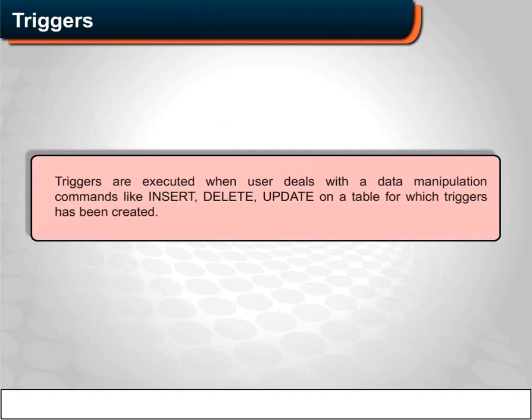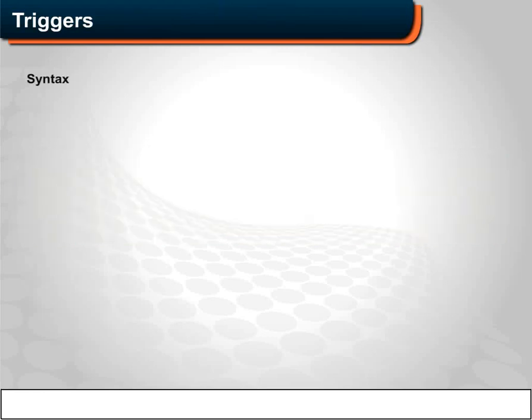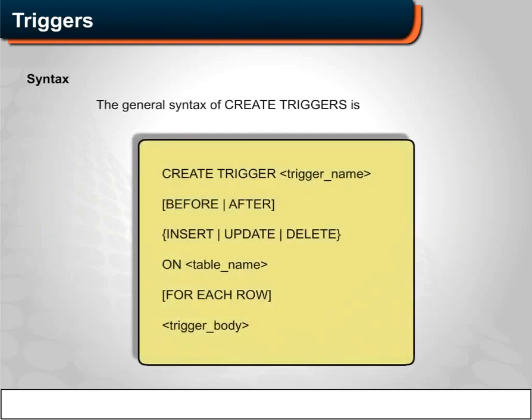Triggers are executed when the user deals with data manipulation commands like insert, delete, update on a table for which triggers have been created. They are automatically executed and also transparent to the users. Syntax. The general syntax of create trigger is: create trigger, trigger name, before or after, insert or update or delete, on table name, for each row, trigger body.